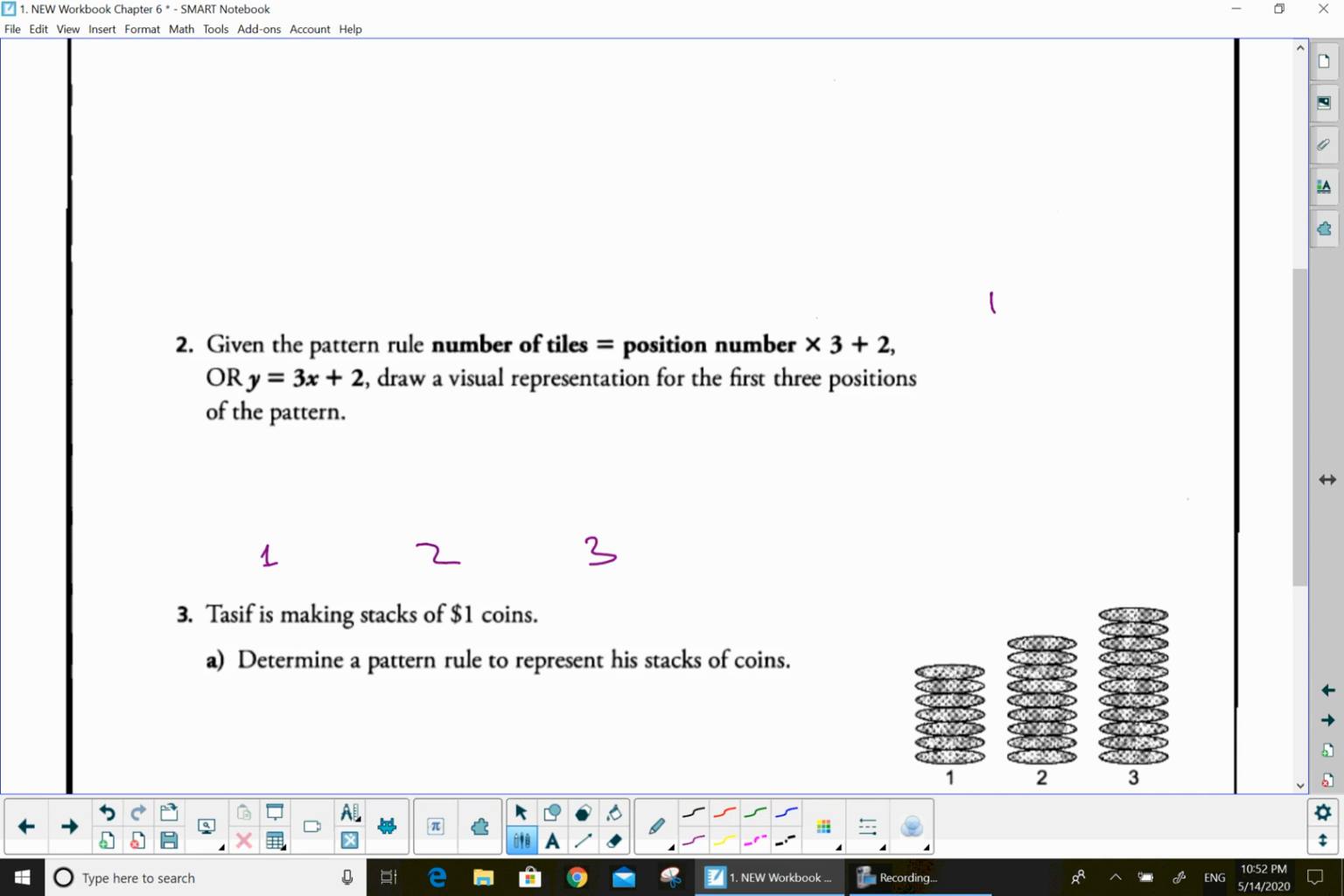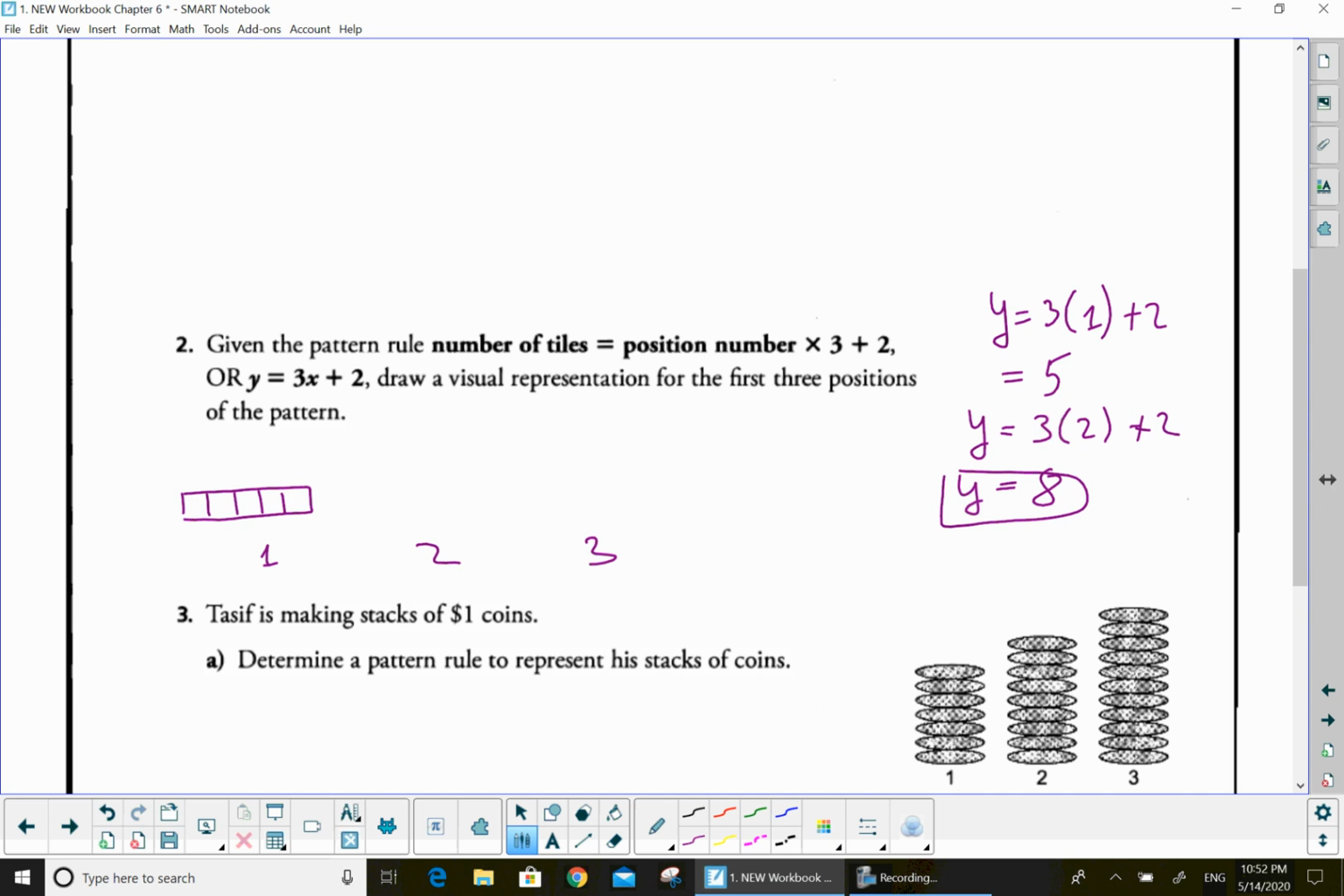So in this case, it's going to be y equals 3 times 1 plus 2. 3 times 1 is 3 plus 2 is 5. So that means at the beginning, there's going to be 5. There we go, 5 tiles. And the next one, we can just follow up with the same thing. Y equals 3 times 2 plus 2. I'm just going to fix that. 3 times 2 is 6 plus 2 is 8.